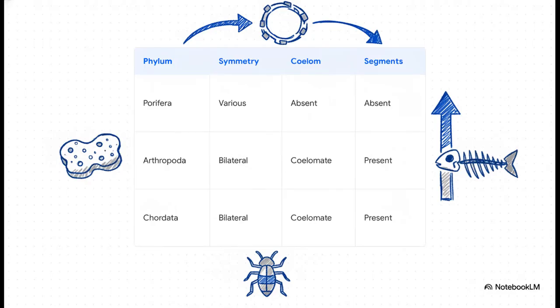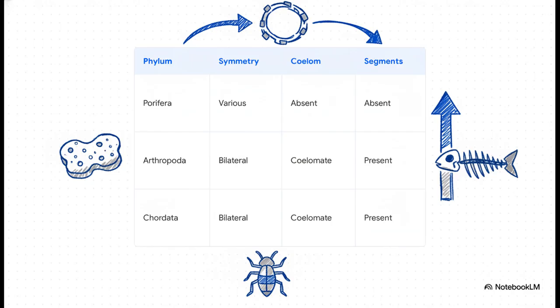Okay, let's move on and see how this all builds into an elegant, big picture view. Here is a really handy cheat sheet summarizing our in-depth dive today. You can easily trace the leap in complexity here. Look at Porifera on the top. Varied symmetry, no column, no segmentation.